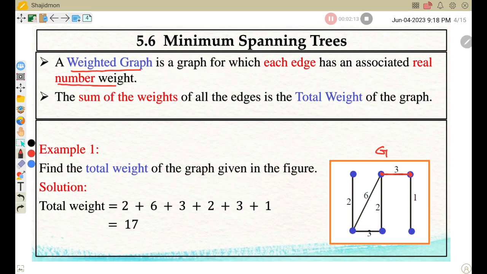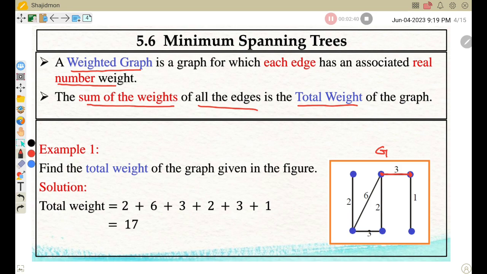Similarly, all the edges are assigned a weight. It may be a distance or something else, but one number is assigned, and that number is called the weight of that edge. Now the sum of the weights of all edges is called the total weight of the graph. So a weighted graph means each edge has a weight, and the sum of the weights of all edges is the total weight of the graph.